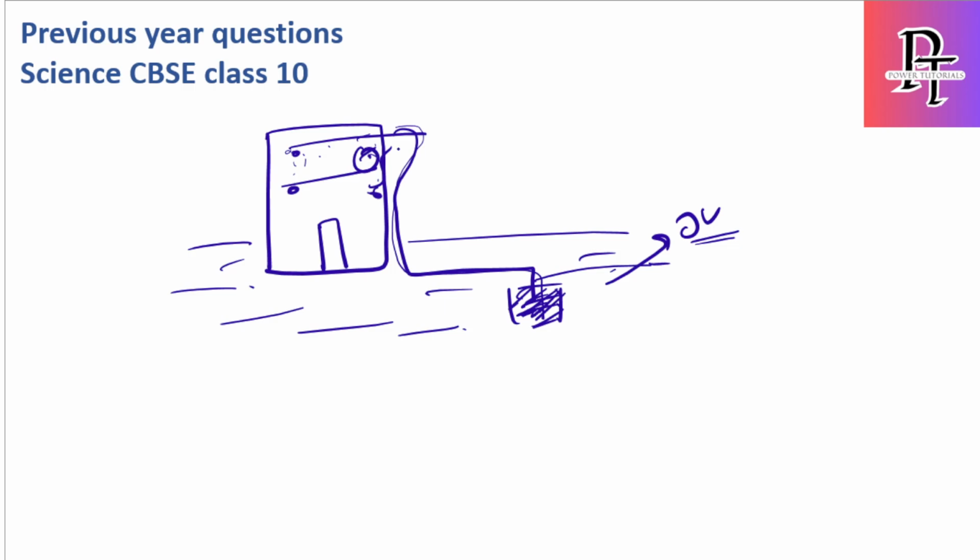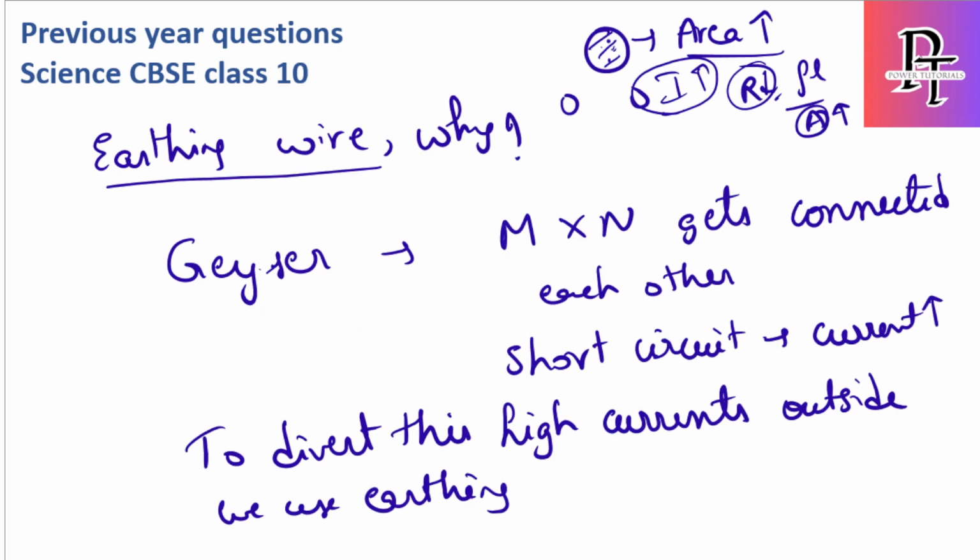If any high current is passing, we don't want costly appliances like AC, fridge and all to be damaged, they are very costly, a minimum of 30,000-40,000. So to avoid much damage, what will happen? Use the earthing wire, so that those currents will directly go through the earthing wire and into the earth. So that is the main purpose of earthing.